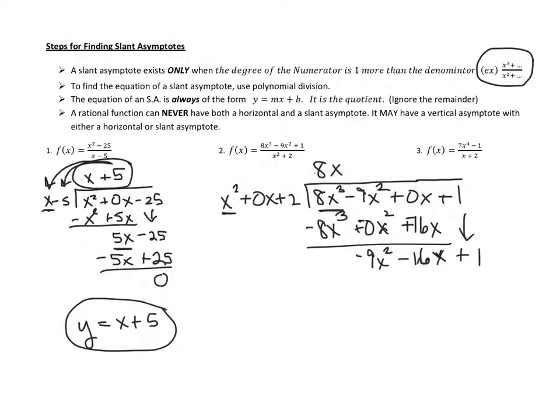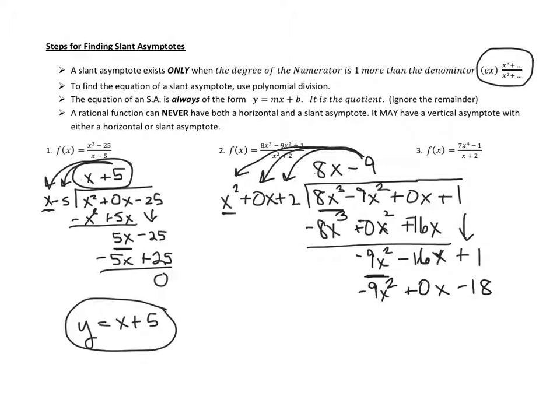Okay, now let's look and see. We have x squared going into negative 9x squared. All right, so negative 9 is what we need to multiply by. That will give us negative 9x squared. So remember, negative 9 we have to distribute through. So negative 9 times x squared is negative 9x squared. Negative 9 times 0 is 0x. And negative 9 times 2 is negative 18.